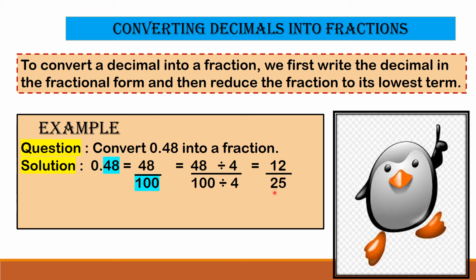Now can you divide 12 by 25 with any number other than 1? 1 is a factor of every number. So other than 1, is there any number which can divide 12 and 25 both? No. So you will keep the answer as it is because the numerator is also lesser than the denominator, so you cannot change it to a mixed fraction. So the answer is 12 by 25.